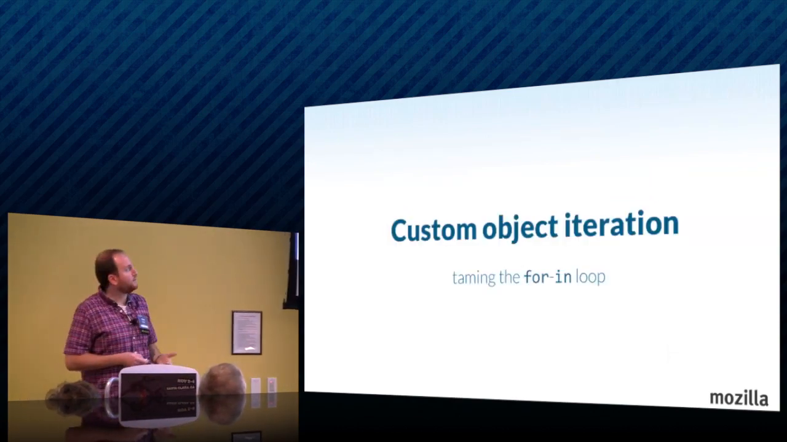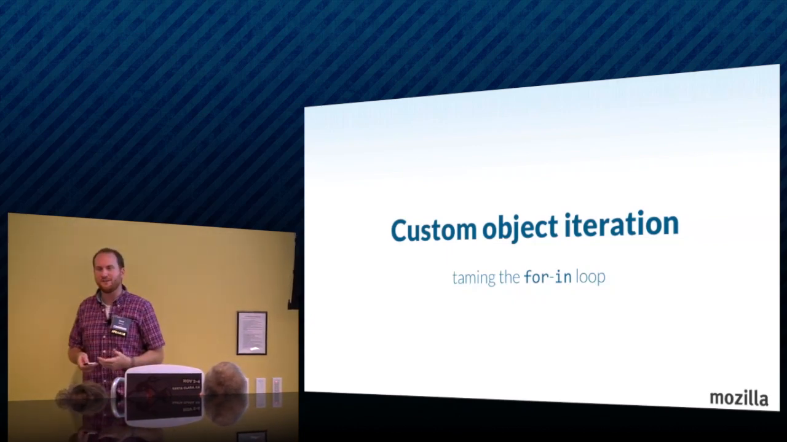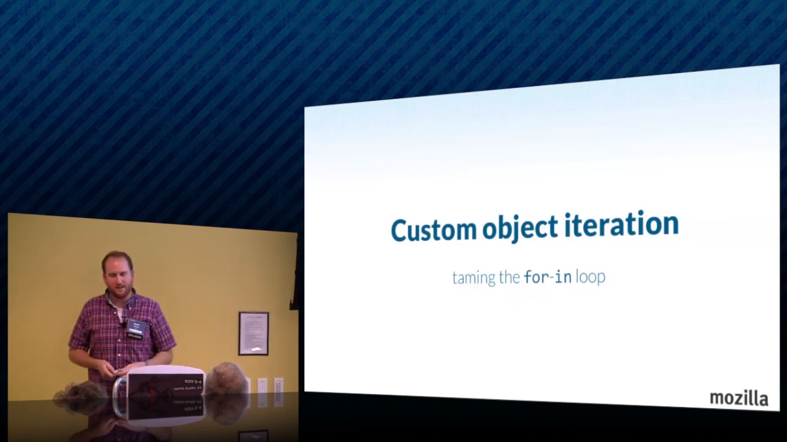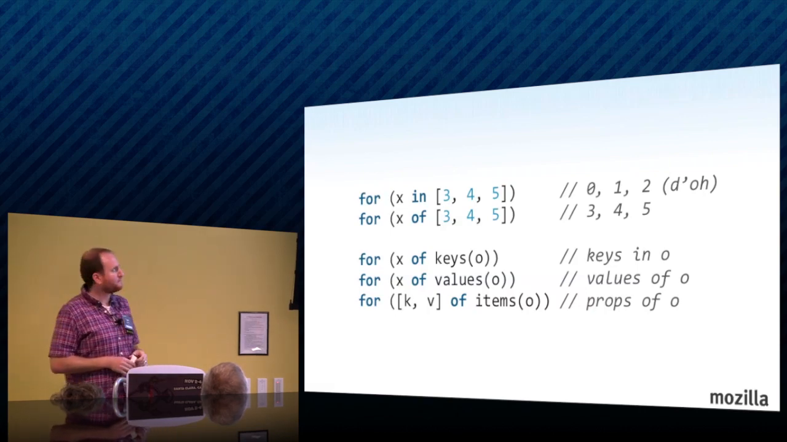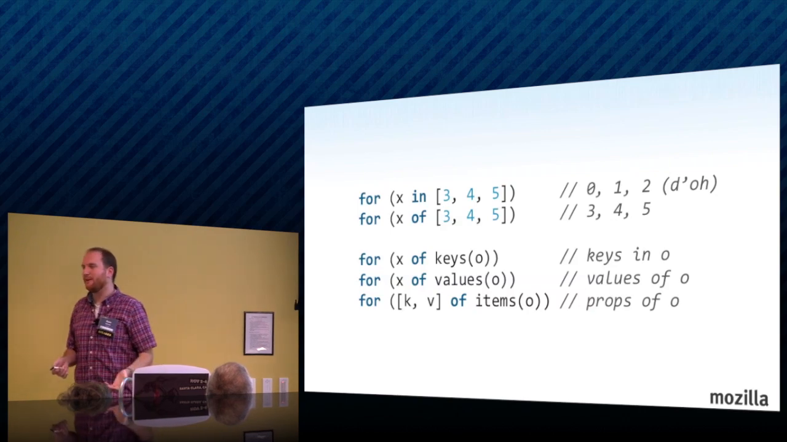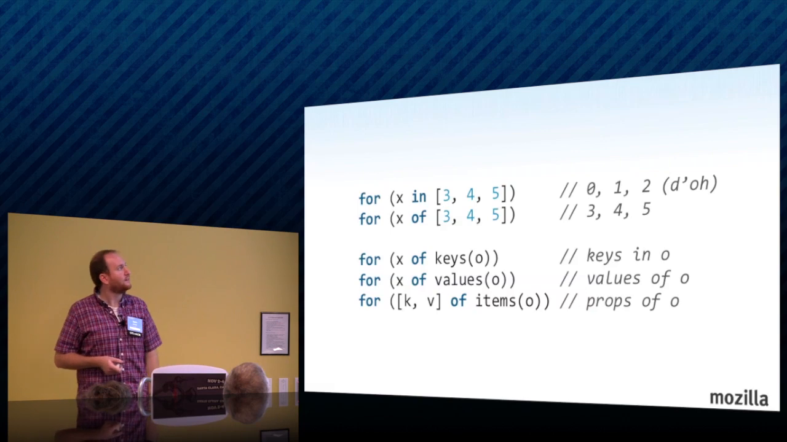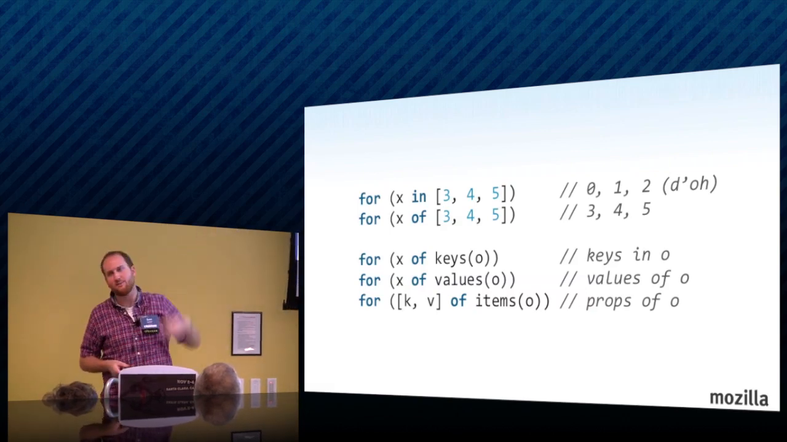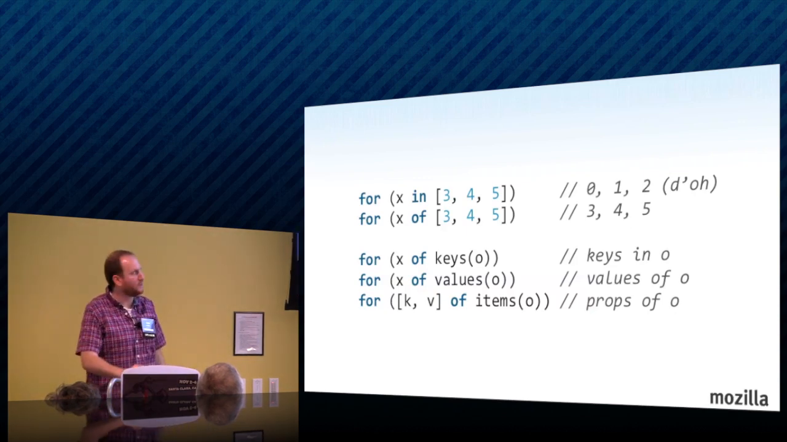Let's see. So, custom object iteration. This is another one of JavaScript's features that are just clunky and hard to work with: the for-in loop. So part of our task was to see what we could do about reforming the for-in loop. A common newbie mistake in JavaScript is to use a for-in loop on an array, expecting that you're going to get the elements of the array by value, not by key. But of course, if I have an array with 3, 4, and 5 in it, I'm going to get 0, 1, and 2. And a lot of code breaks because it expected that.